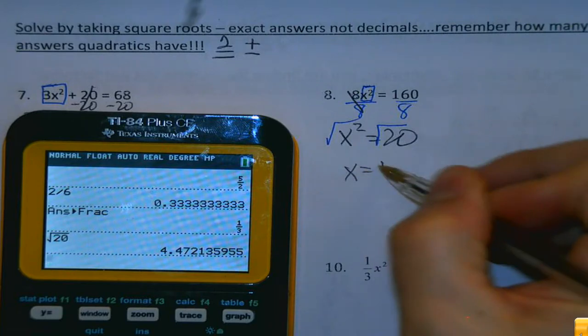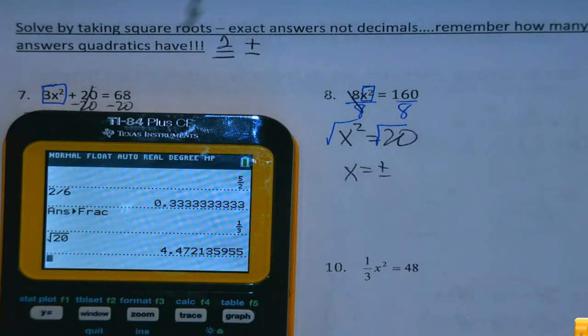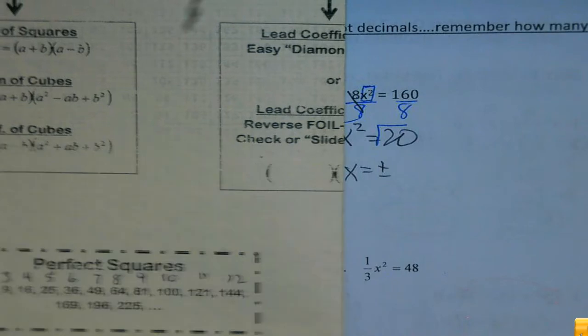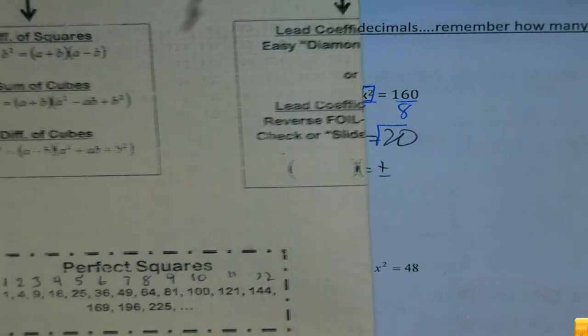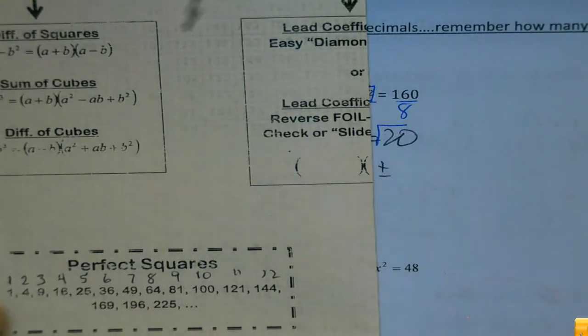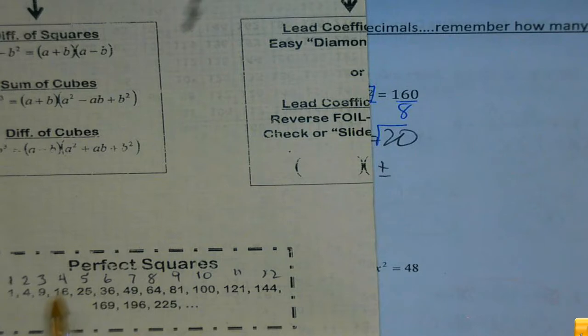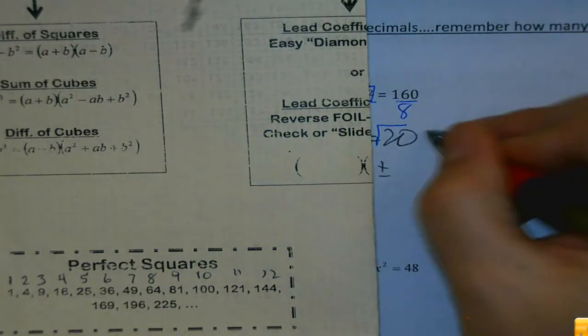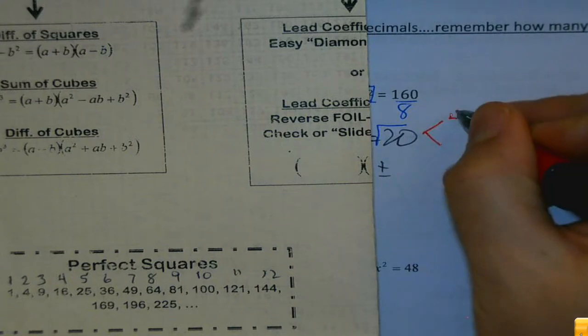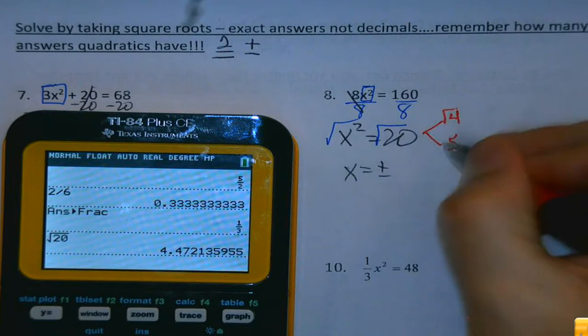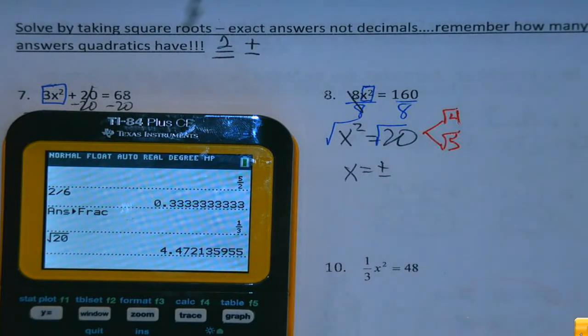is there a way to break the 20 down? So I pull my list back out and I go, okay, do any of these perfect square numbers evenly divide into 20? And again, the bigger the better. Well, I noticed 16 doesn't, 9 doesn't. Ooh, wait, 4 does. So 4 times 5 is 20. And I'm taking the square roots of those still.